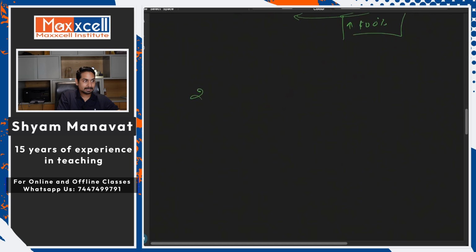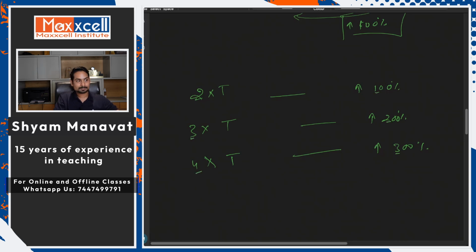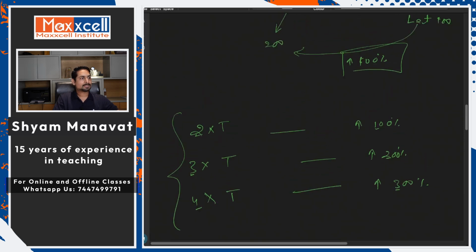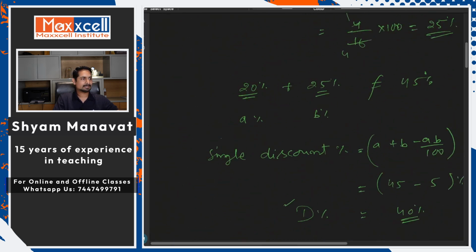By the way, this should be clear to you. If a value becomes double, then it increases by 100%. If a value becomes triple, 3 times, then it increased by 200%. If a value becomes 4 times, are you getting it? Then it has increased by 300%. 2 1, 3 2, 4 3. That's how you can remember. So this part should be pretty clear to you. All right. So the answer for this question is 100%.